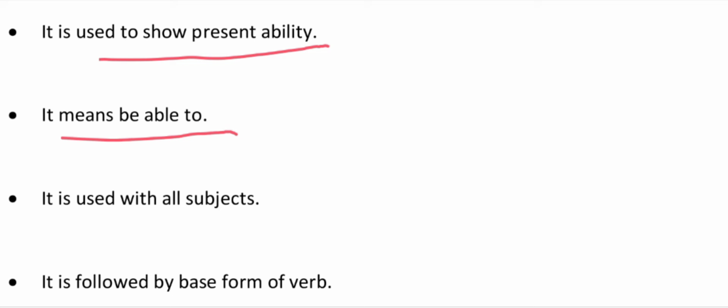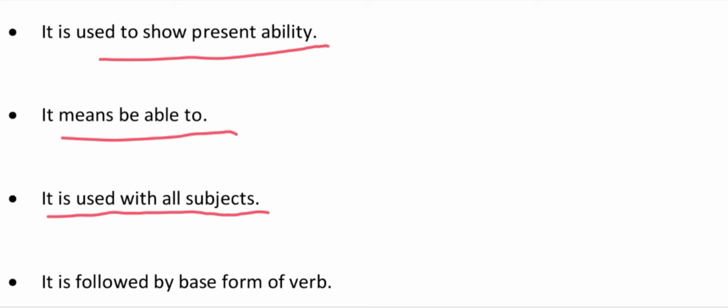For example, I can play cricket. So it means it shows my ability that I can do it. Or we can say that she can cook rice. So it means that it is her ability to cook rice. Can is used with all subjects, means it is used with all nouns and pronouns without any differences.